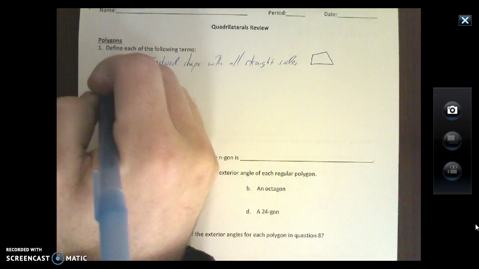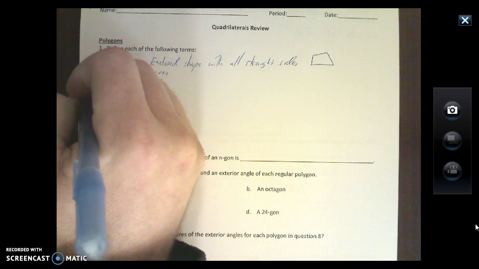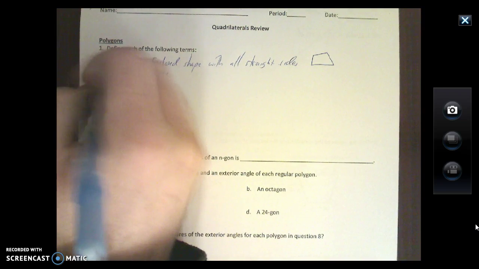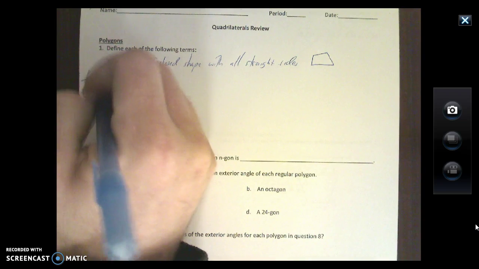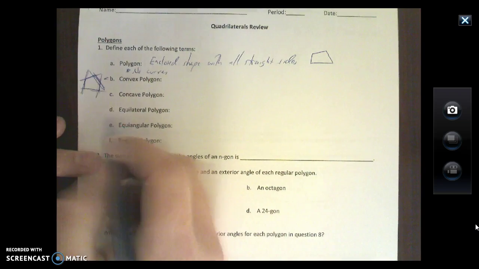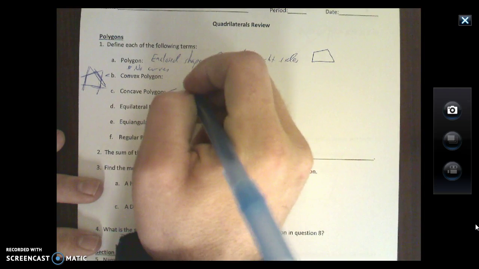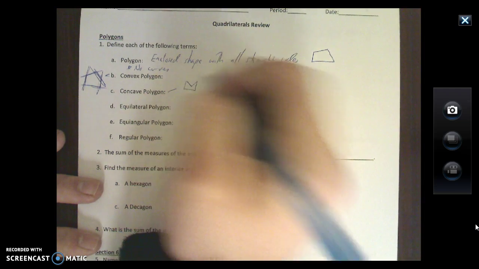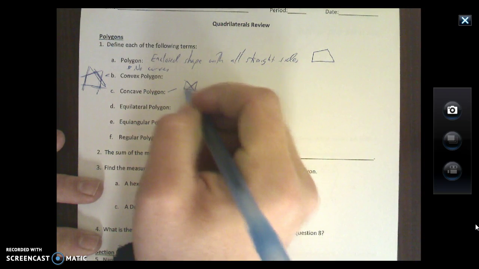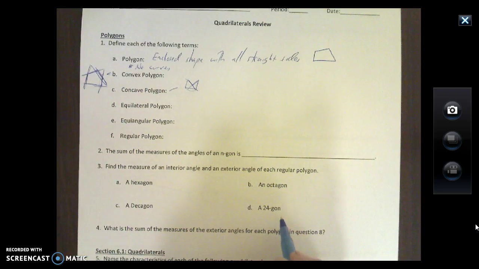Convex, I'm going to put over here, is anything that has no indents going inward. A good example would be a pentagon, where you have everything going on the outside. Meanwhile, for a concave, you're looking at something that is indented almost. So here's a polygon that's going inward. You can see it hits inside right there.